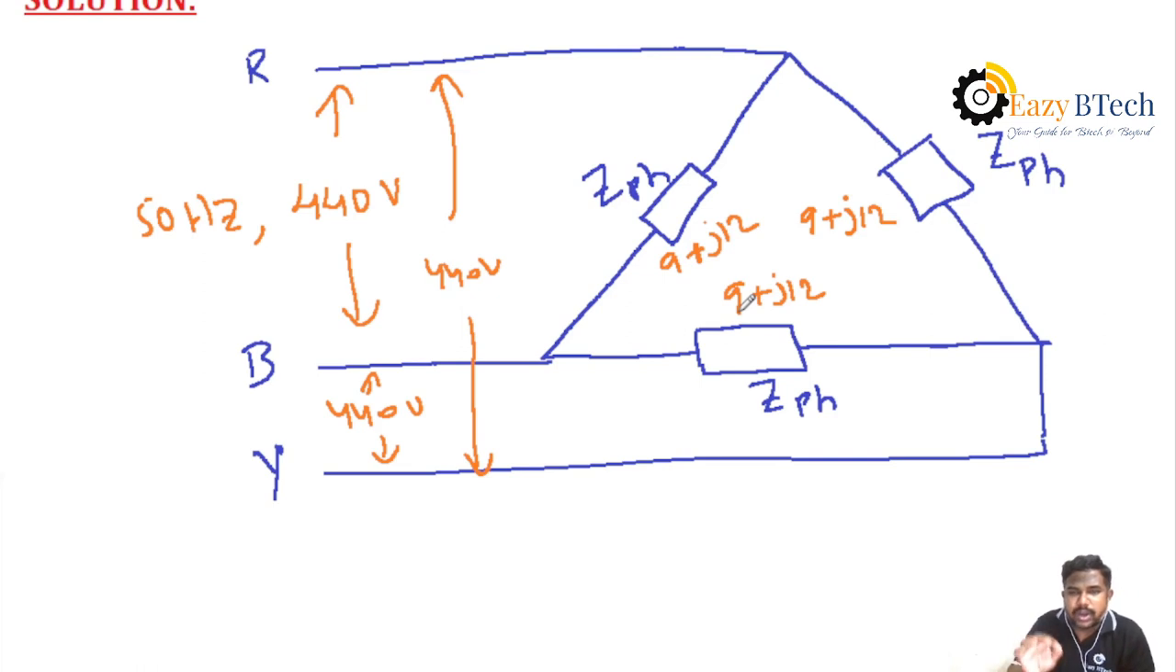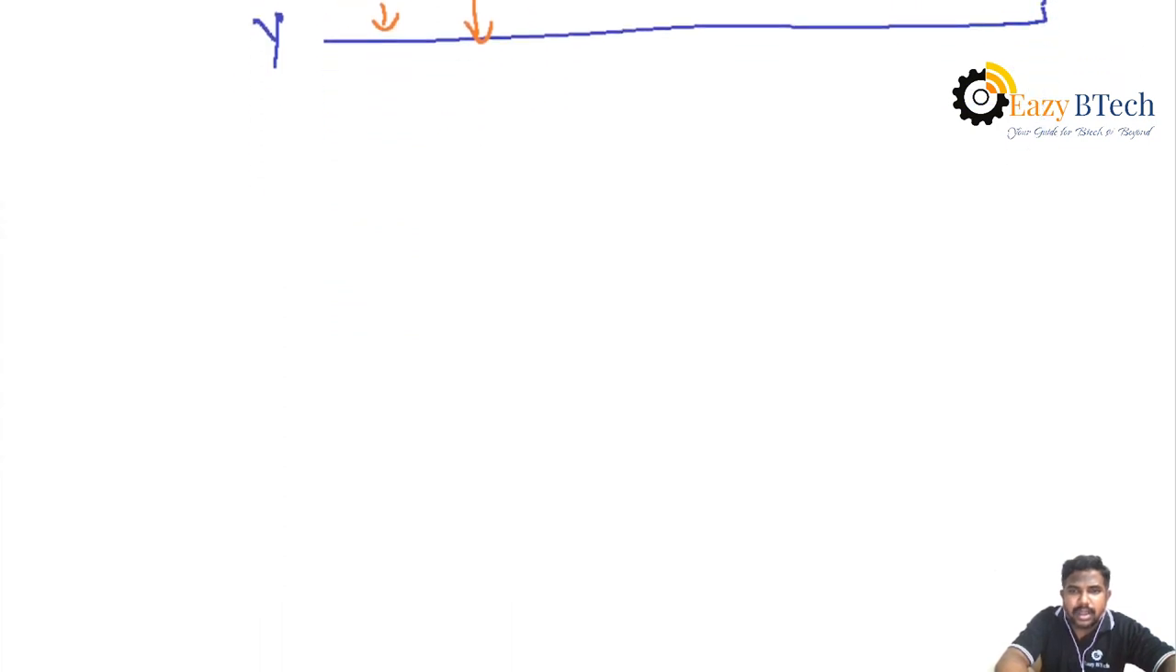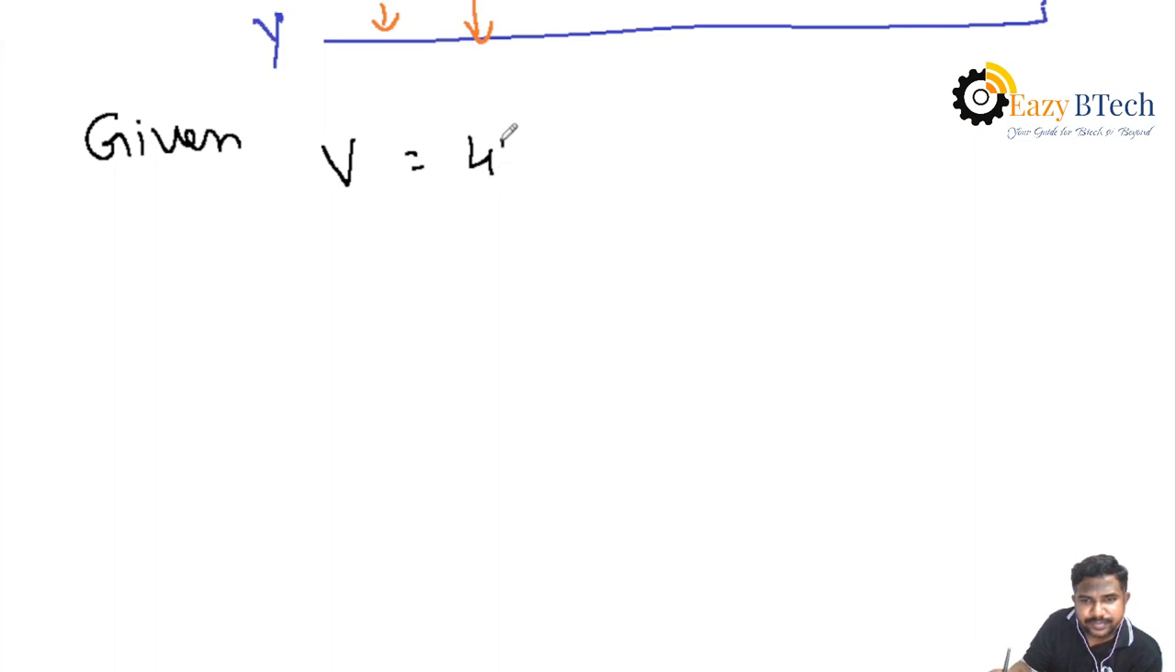First of all, you must draw the delta system based on the given values. After that, you have to write down the values given in the problem. The voltage is given, that is 440 volts. Here, by default, in the delta system we know the relation between the line voltage as well as the phase voltage. And the frequency is also given, 50 hertz.